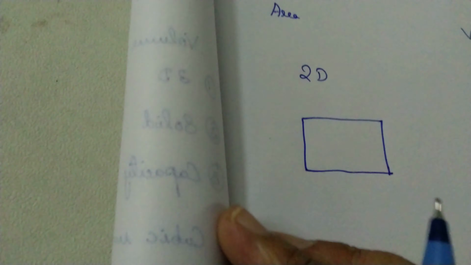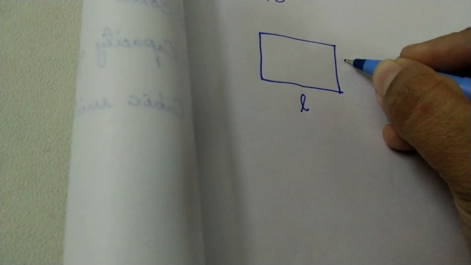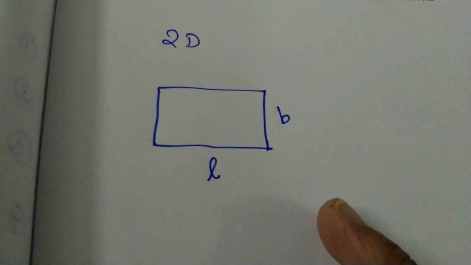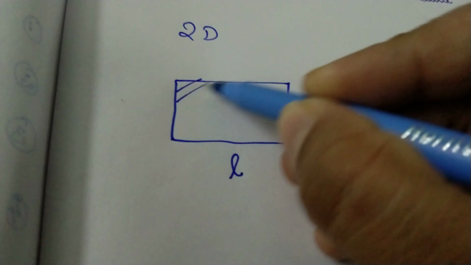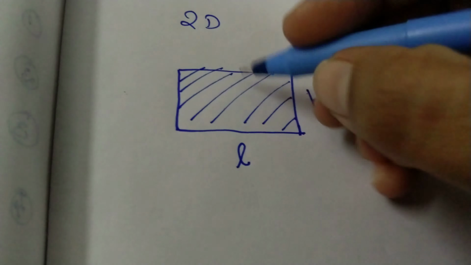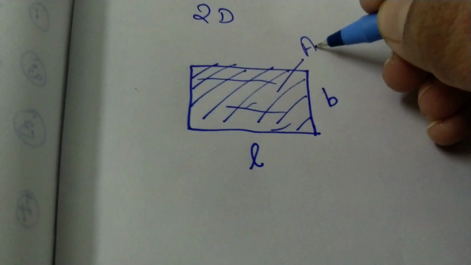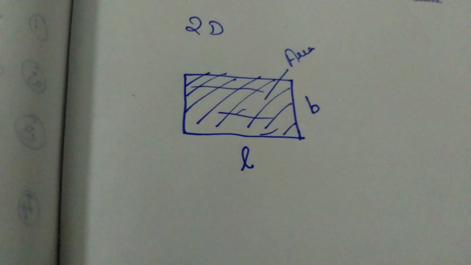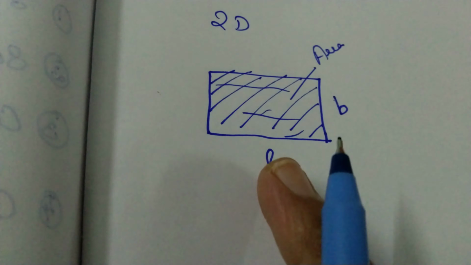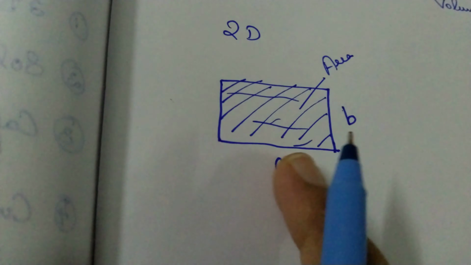Let us consider a rectangle. This is my rectangle, which is 2D. One dimension is length and another dimension is breadth. So simply, area can be said as the amount of space enclosed within this figure. This space is nothing but the area. It has two dimensions, the shape is a plane figure, and the definition is nothing but the amount of space enclosed within this figure. And the fourth one is unit.